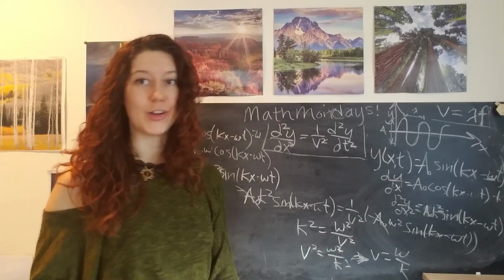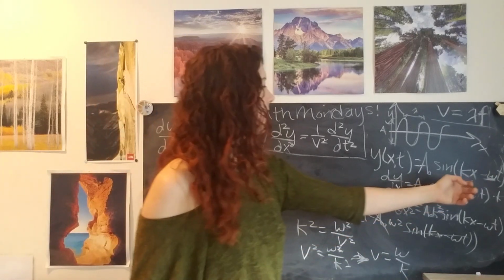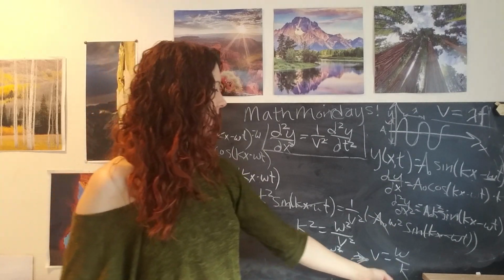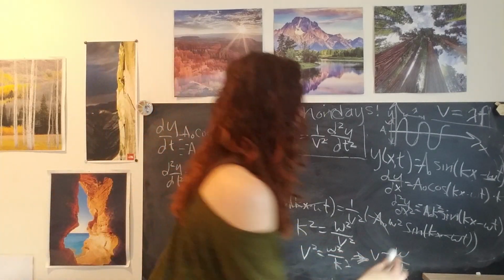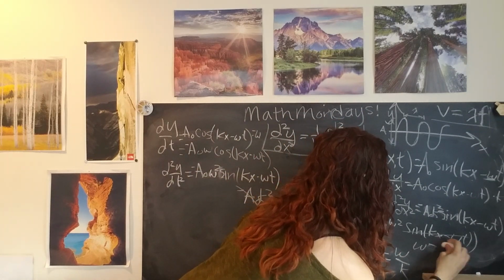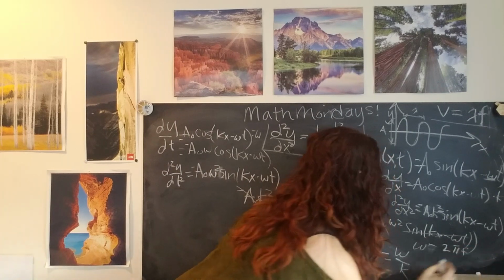And K is the constant in front of X, so that has to do with the wavelength. And now you're like, okay. And if you were to look it up, you would find that omega is actually defined as the angular frequency. So omega is 2 pi f.